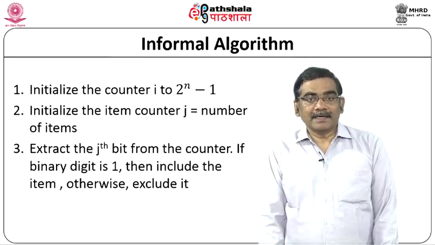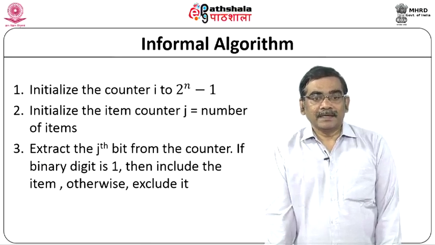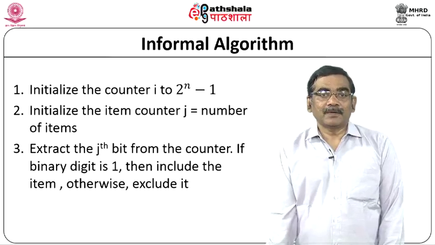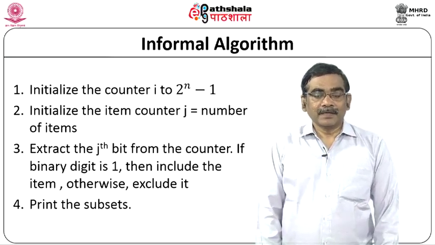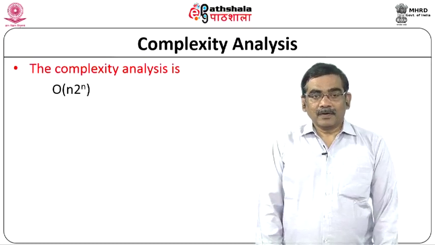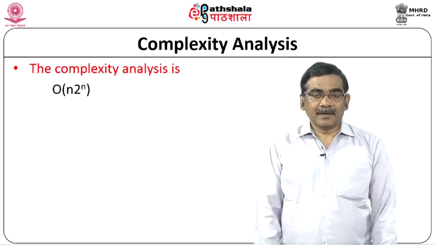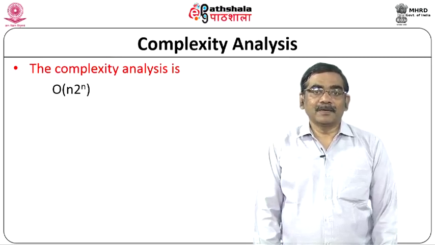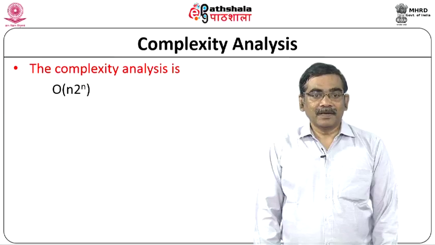So, you set the counter, then you extract the jth bit of the counter. If the binary digit is 1, then you include that element, otherwise you exclude it. Then finally you print all the subsets. What is the complexity analysis? The complexity of this algorithm is big O of n into 2 power n. Certainly you can see this is an exponential algorithm whose complexity is very high.